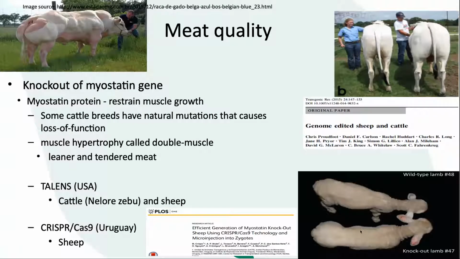So you can see also the sheep here. This is one example of knocking out the myostatin gene to improve the meat quality, right? Usually those animals, the Belgian Blue breed for instance, have a better quality of meat.